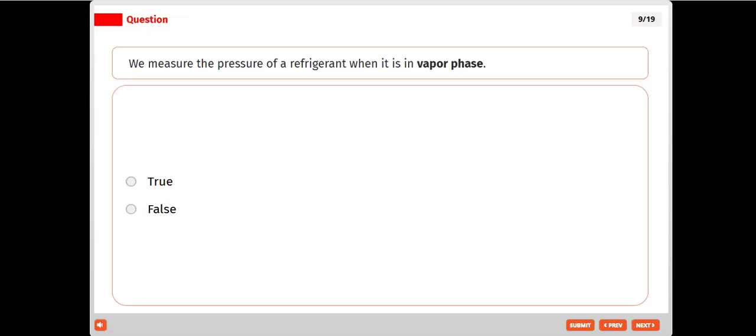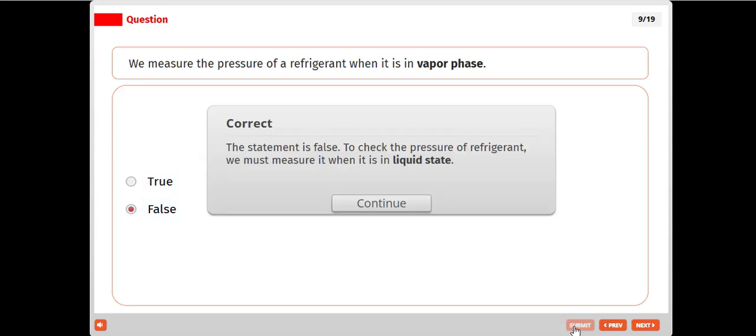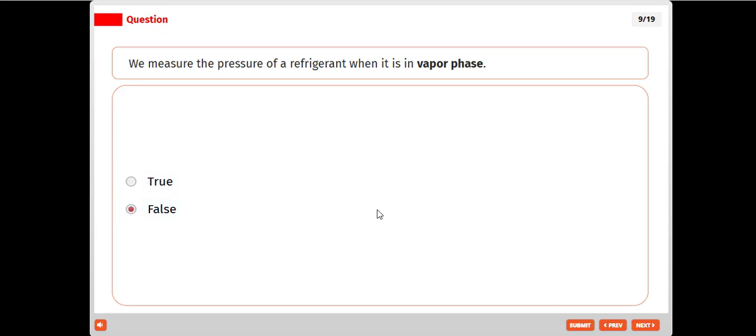We measure the pressure of refrigerant when it is in vapor phase. False, in liquid phase, liquid state. Refrigerant pressure in appliance can be categorized into low, medium, and high. True.